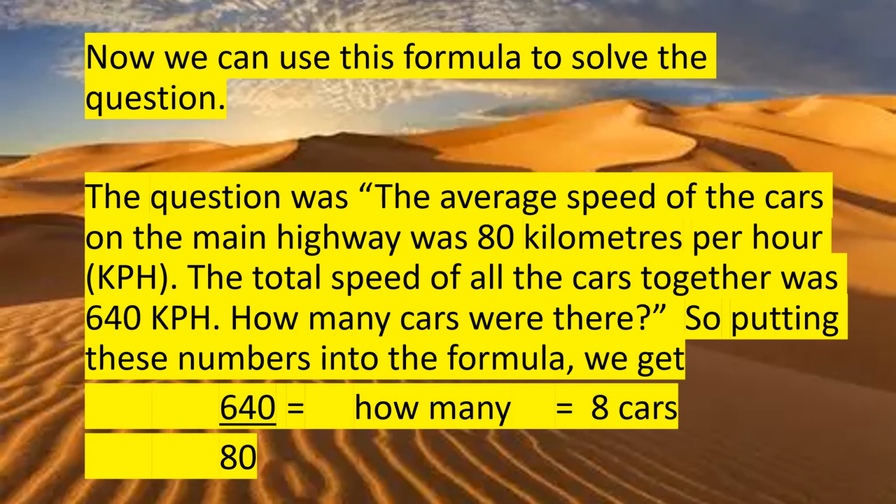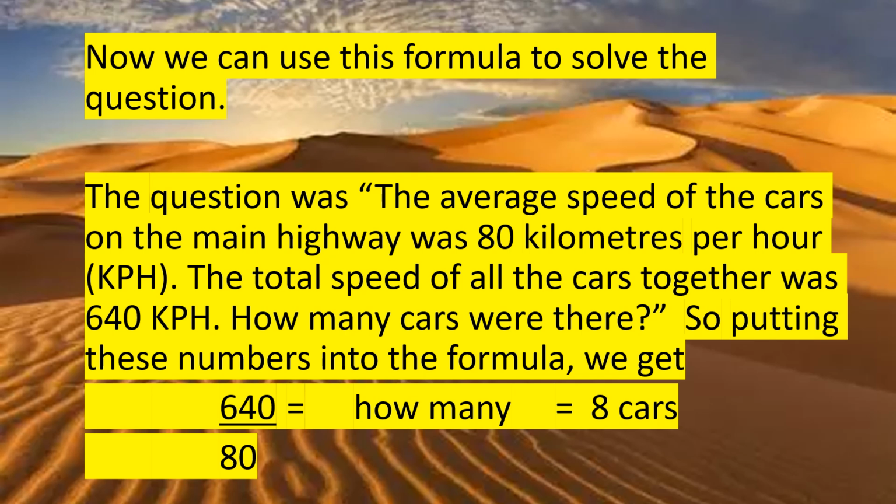Now we can use this formula to solve the question. The question was, the average speed of the cars on the main highway is 80 kilometers per hour. The total speed of all the cars together was 640 kilometers. How many cars were there?